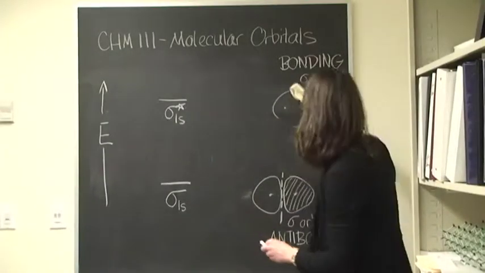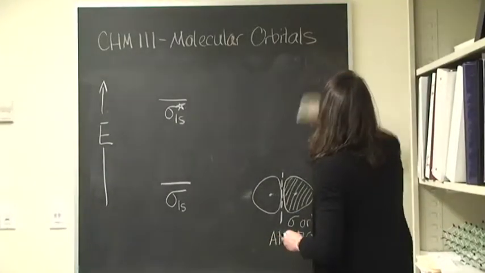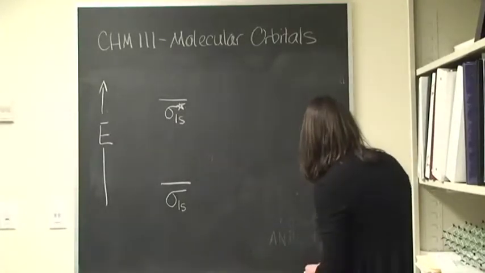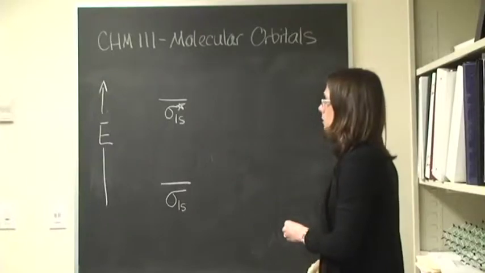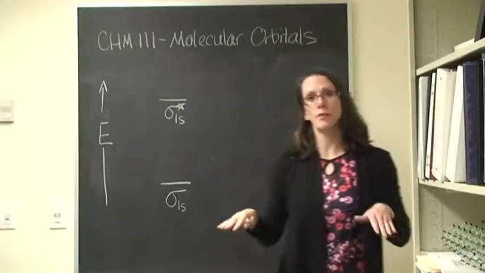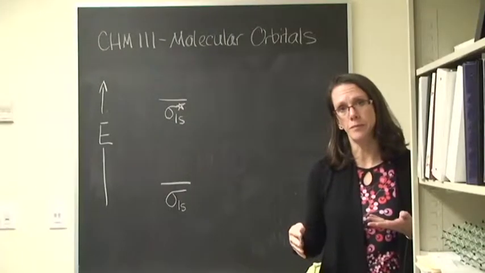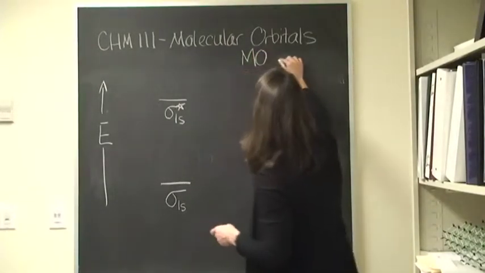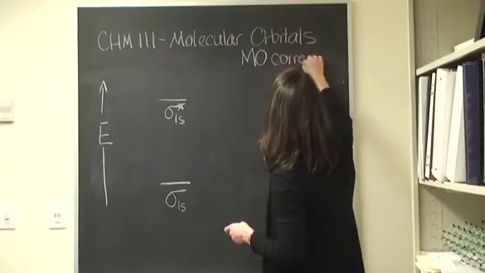All right, so now I'm going to erase these pictures. Here's our energy level diagram of the molecular orbitals. And we often like to draw these with reference to the atomic orbitals they came from. This is something called an MO, which stands for molecular orbital, correlation diagram.